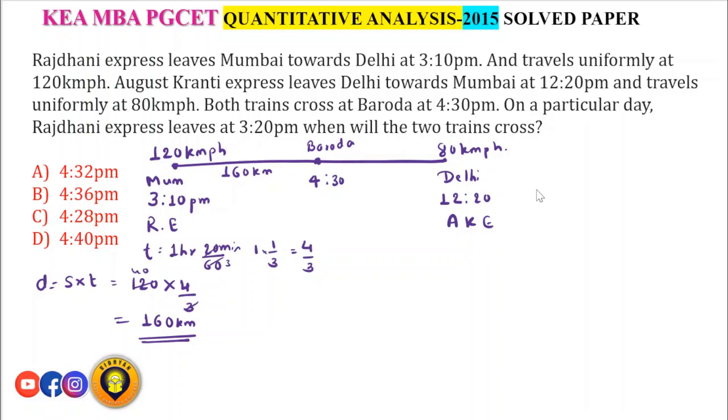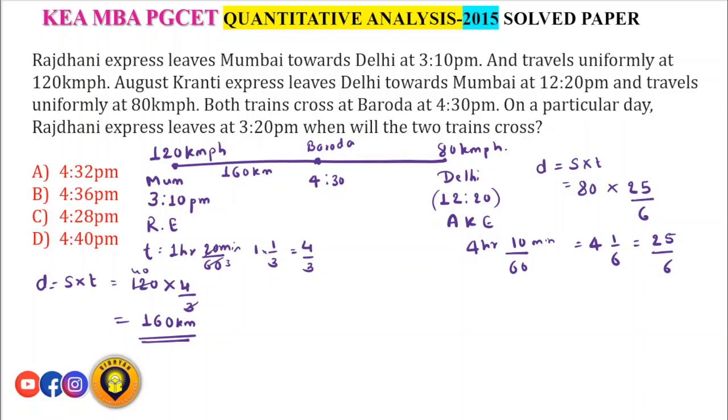So again here find the distance traveled by August Kranti Express, speed into time. Speed is 80. Time it traveled, it left at 12:20 and it met at 4:30. So 12:20 to 4:30, what is the time it traveled? 4 hours 10 minutes. If you want to convert 10 minutes into hours, 10 upon 60, which is 1 by 6. 4 1 by 6 means 25 upon 6. So 80 into 25 upon 6.